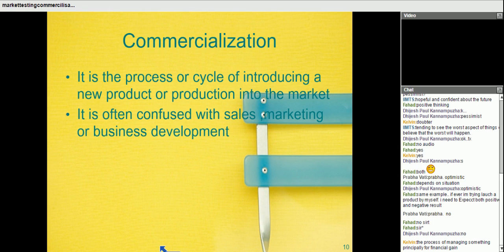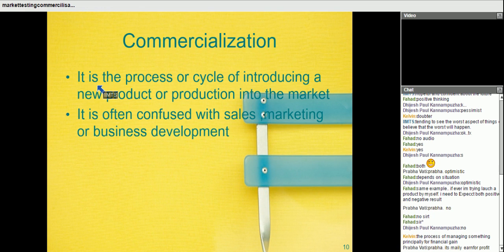The process of managing something principally for financial gains. Not sure till then. Okay, let's read it together. What is commercialization? It is the process or cycle of introducing a new product or production into the market. Once the market testing phase is finished, it means that the product is ready to go live in the market. That stage is known as commercialization.